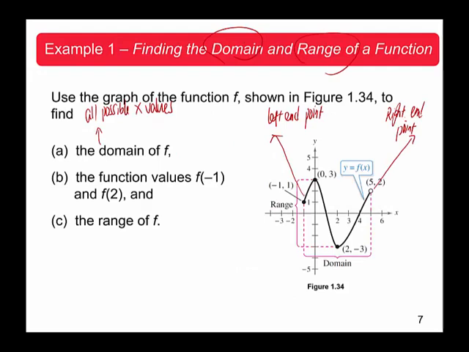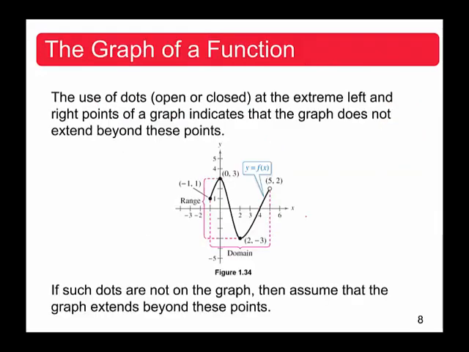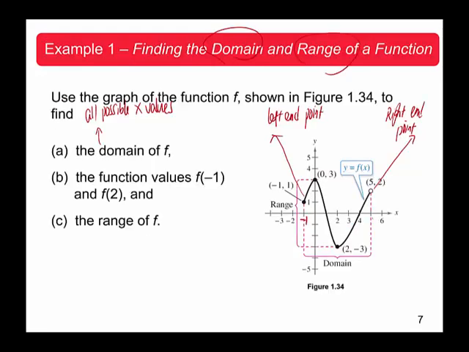So the domain starts with -1 on the left and goes all the way to 5. We are including -1 but not 5. So the domain here should be -1 all the way to 5, including -1 but excluding 5 because there is an open circle here. The right endpoint is an open circle. An open circle indicates we're not including that point, so that x-coordinate is not part of the domain.